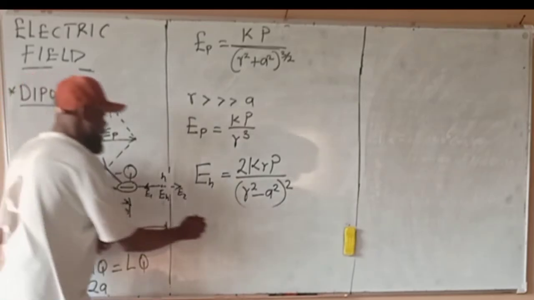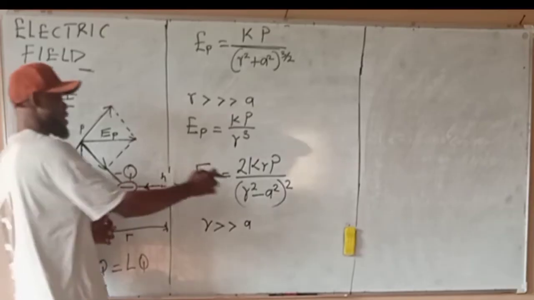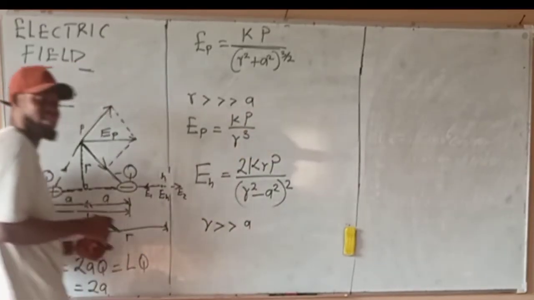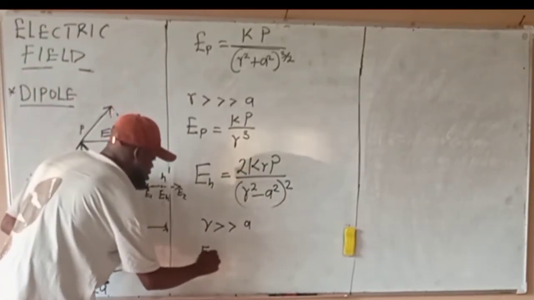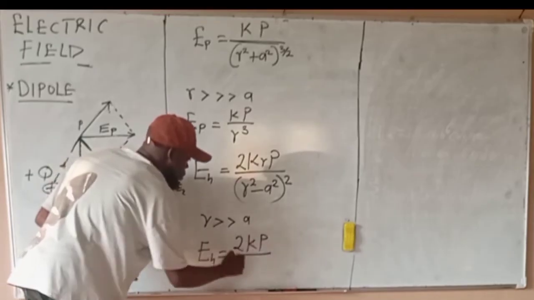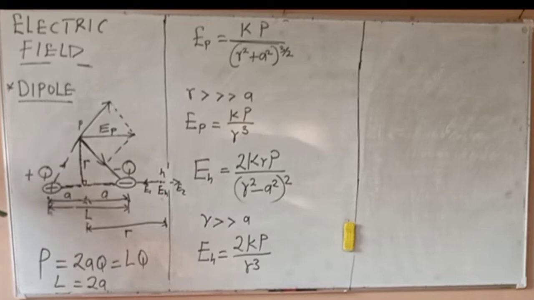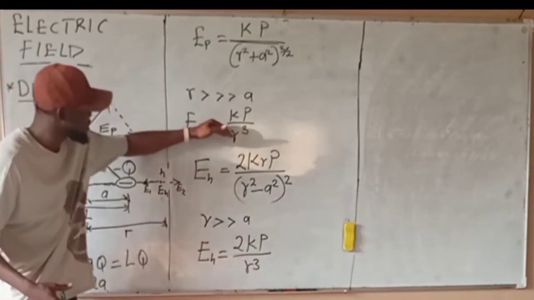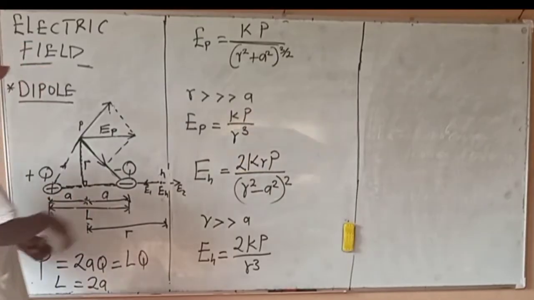Now, if r is also far greater than a, you can neglect this a, just throw it away. Then you will have your E_H equal to 2kp over r cubed, which is almost 2 times the electric field of the dipole at the perpendicular distance. Both are always the same thing, but this one is just 2 times the second one. That's what we are having here.